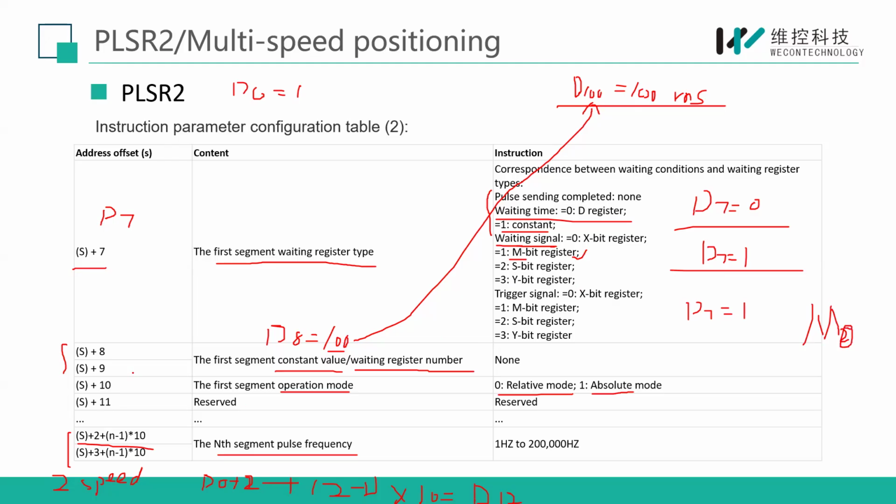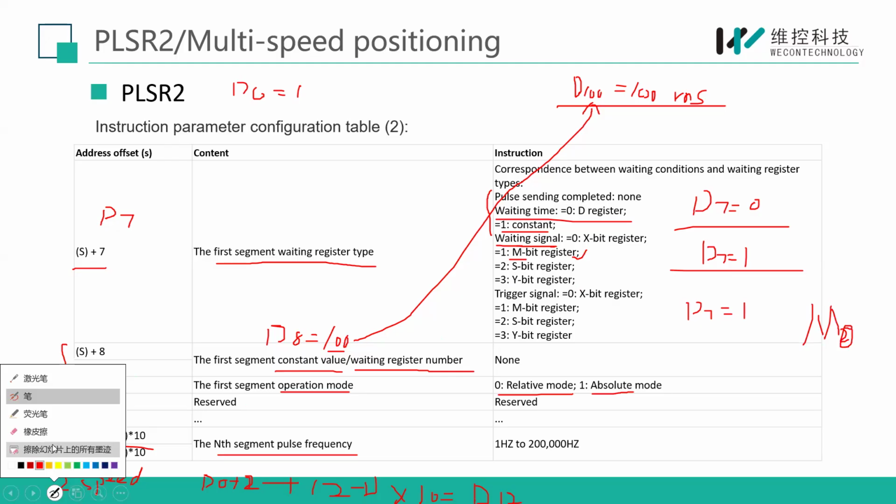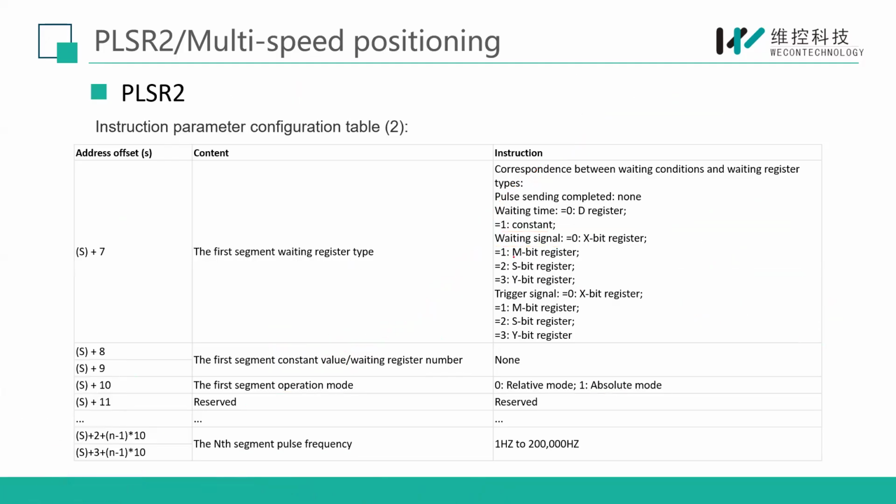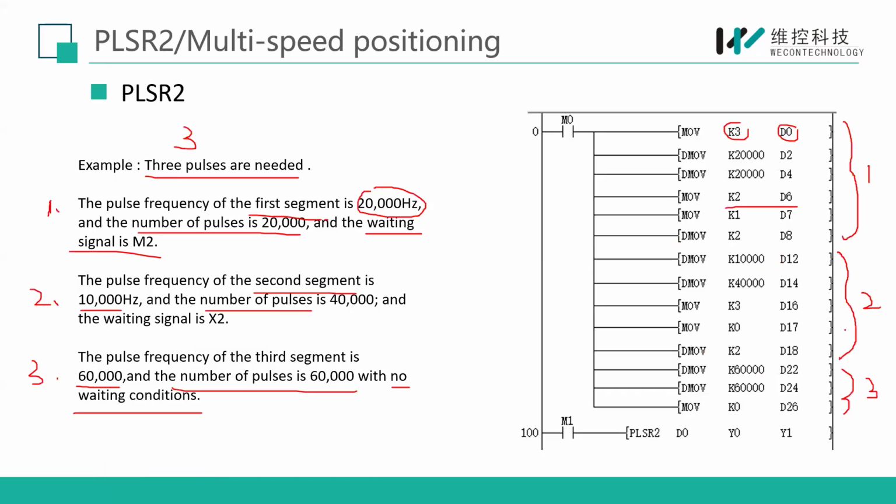This 2 means we set the D8. First set D7 to 1, choose the M bit, and second set the D8 to 2. 2 means the M2. So this is the setting: K1 to D7, K2 to D8.